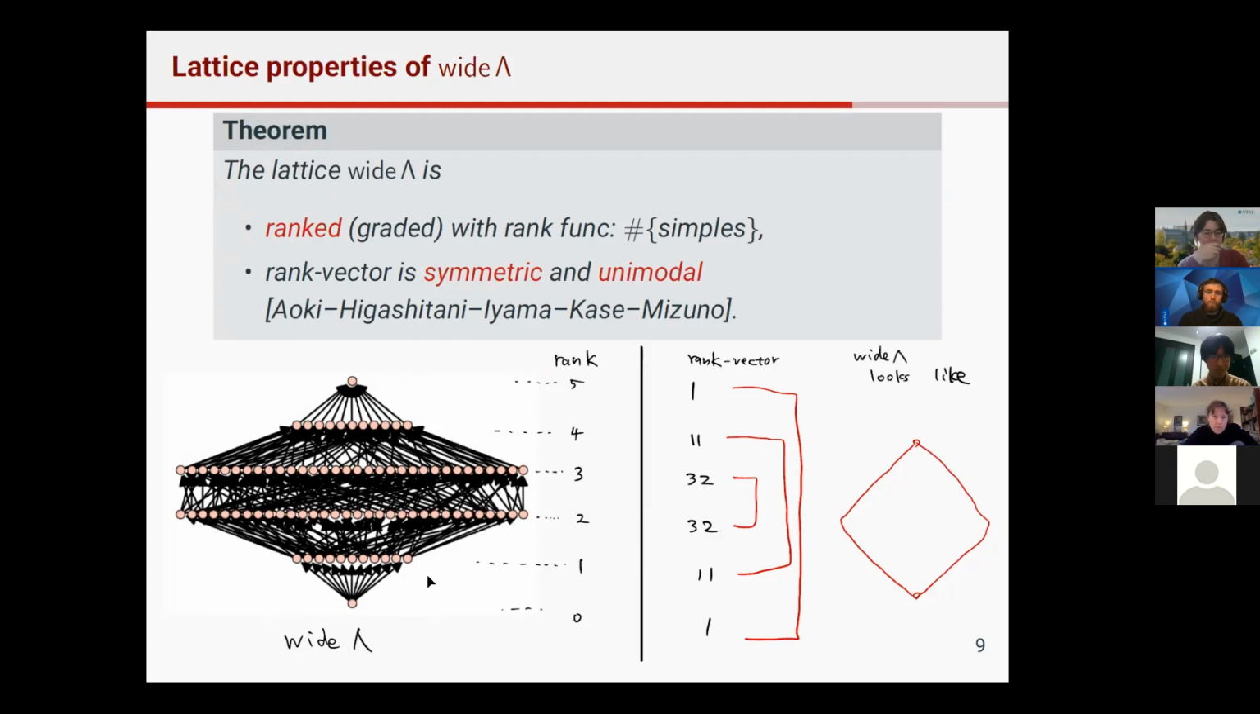The paper in preparation by Aoki, Higashitani, Iyama, Kase, and Mizuno shows that the rank vector is symmetric and unimodal. The rank vector is the number of elements in each rank. In this case, this is the rank vector. And this is symmetric, and unimodal means that it goes bigger and then smaller. So wide lambda has a very symmetric form like this.